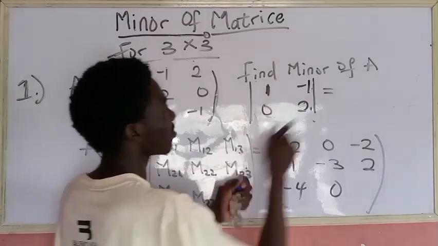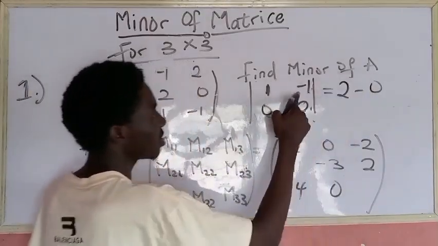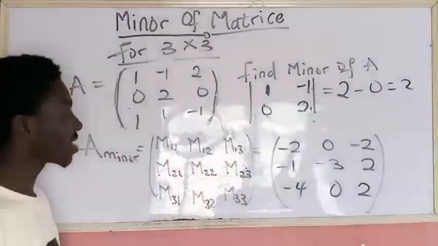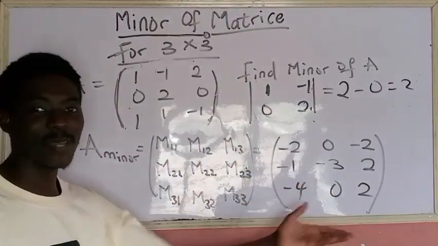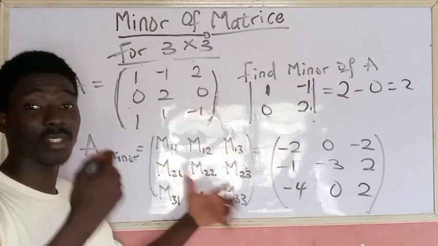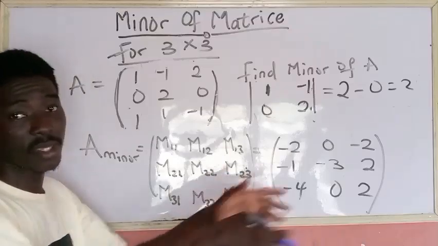And see, this is a 2 minus 0. 2 minus 0 is what? Is 2. So you have a 2. You can see this when you look for the minor of a 3 by 3 matrix. It is very stressful, but you just use the same procedure. Just block out the row and the column, then you get your answer.